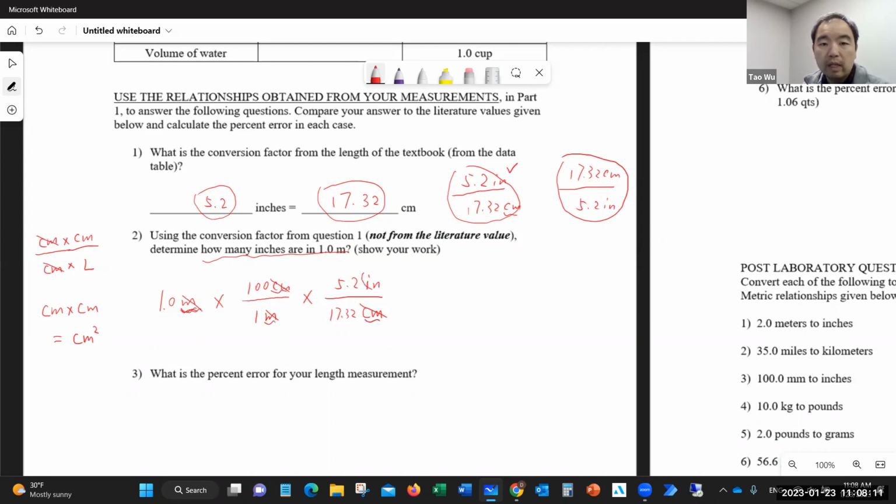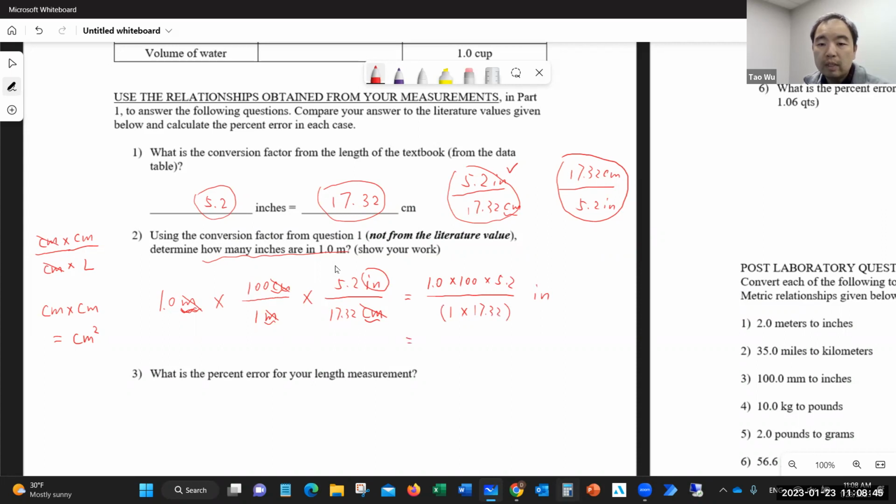Now the last unit is inch. And then what are you going to do? You just move the units to one side. You have 1.0 times 100 times 5.2 and times divided by 1 and times 17.32. Make sure the bottom part has a parenthesis, and the leftover unit will be inch, which means once you solve the whole numbers on the left side, you will get inches.